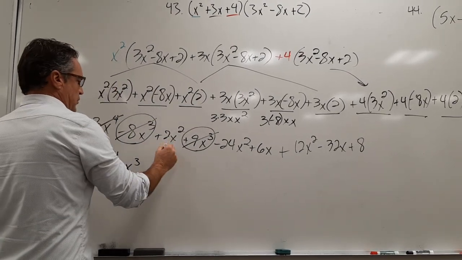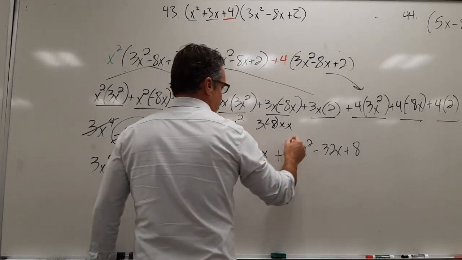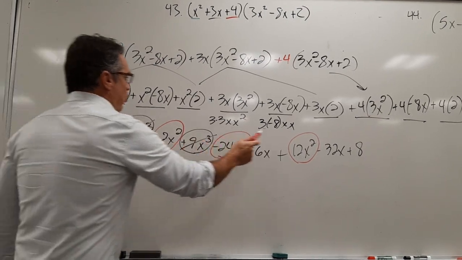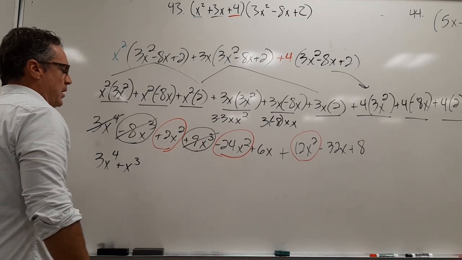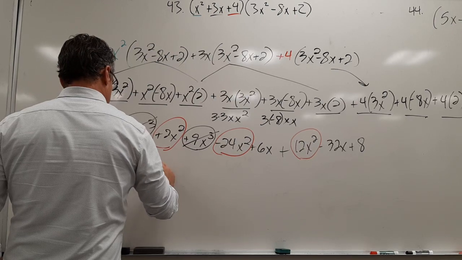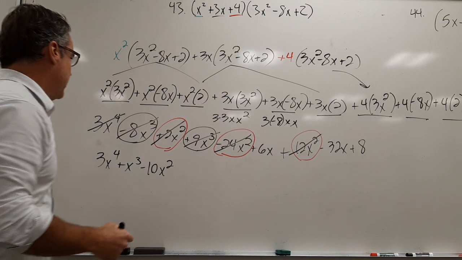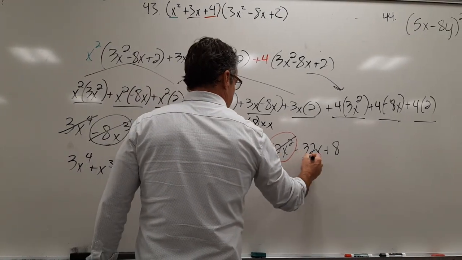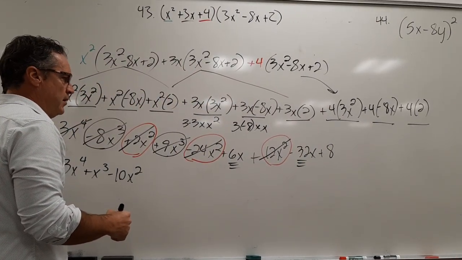I can use different colors sometimes. I've got 2x squared here. I've got negative 24x squared there. I've got 12x squared. I've got all my x squareds. I've got a 2 and a 12, make 14 on the positive side. A negative 24. I have negative 10x squared. Right, guys? Yes, I do. Positive 6x, negative 32x, and I've got what? Negative 26x.